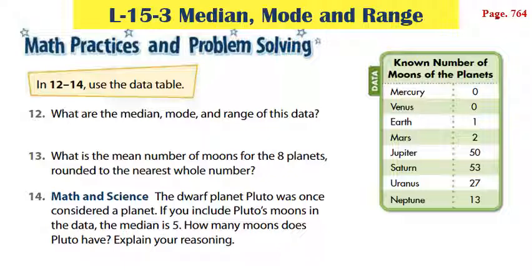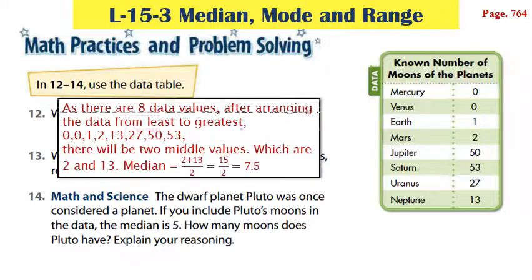Okay, question number 12. What are the median, mode, and range of this data? The median is 7.5, good. As there are 8 data values, after arranging the data from least to greatest: 0, 0, 1, 2, 13, 27, 50, 53. There will be 2 middle values, which are 2 and 13. 15 divided by 2 equals 7.5.